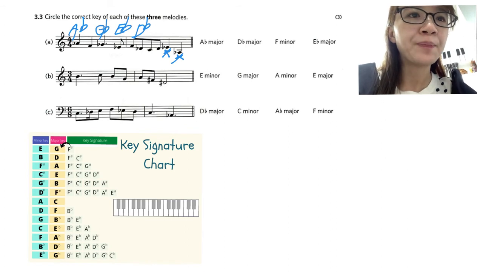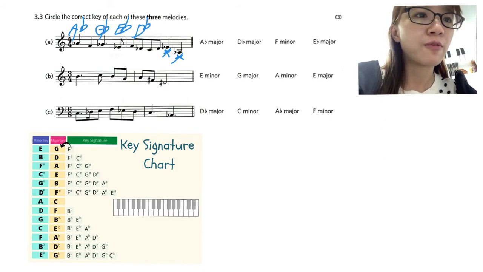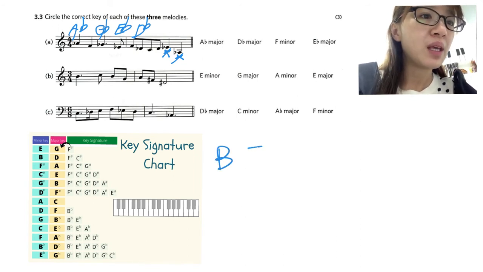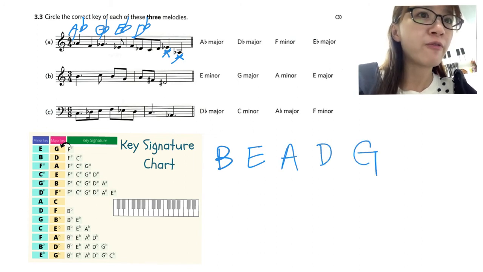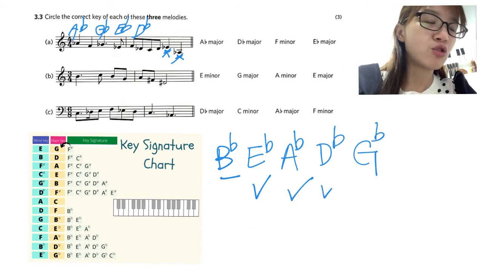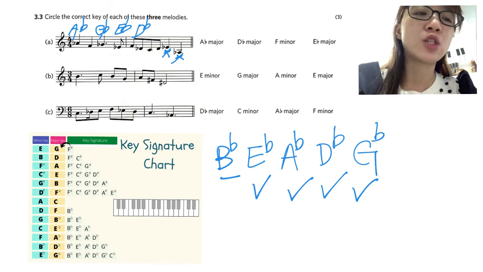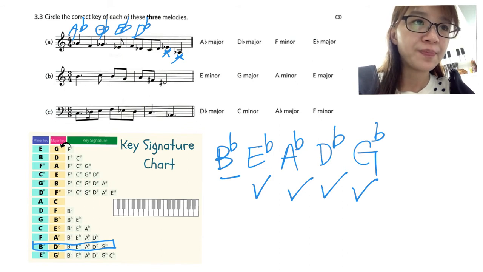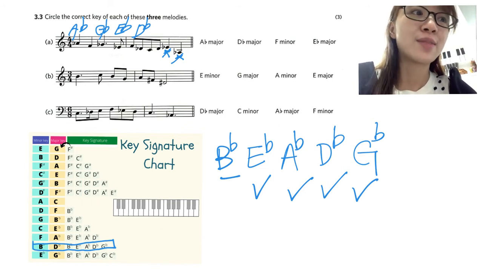You know the order of the flats has to go by B, E, A, D, G. So you don't have the very first flat, but there is E flat, A flat, D flat, and G flat. So it could be because there is no B flat note. From here you can check the chart: five flats, you can go to D flat major. Yeah, that's the answer, D flat major.